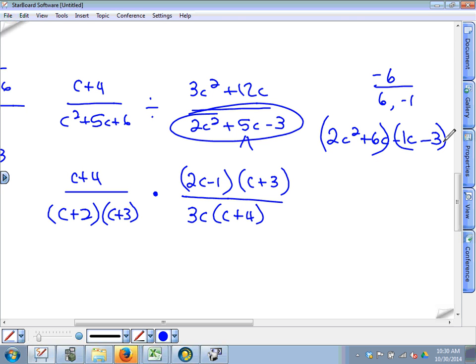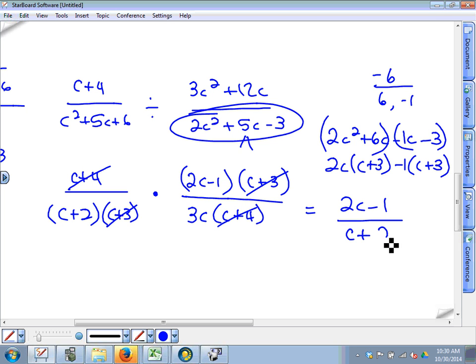That's that whole process. Here you take out a 2C. That leaves you with C plus 3. Here you take out a negative 1. That leaves you with C plus 3. So then that's why there's a 2C minus 1 and a C plus 3. Now you cross cancel a C plus 3 and a C plus 4. So your answer is 2C minus 1 over C plus 2 times 3C.